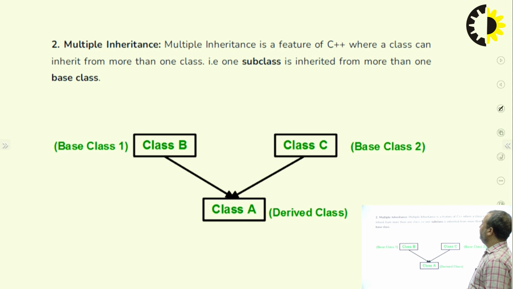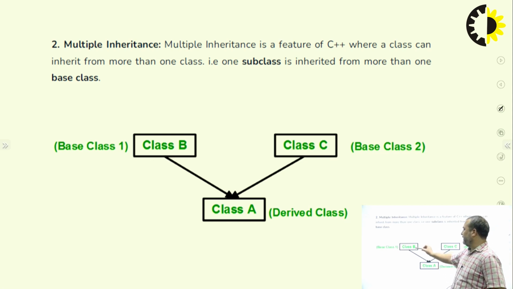The second type is multiple inheritance. Multiple means more than one, if there is more than one base class. For example, class A is going to inherit the property of class B as well as class C, or you can even create more base classes. So if a class inherits the property of two or more classes, then this becomes multiple inheritance.